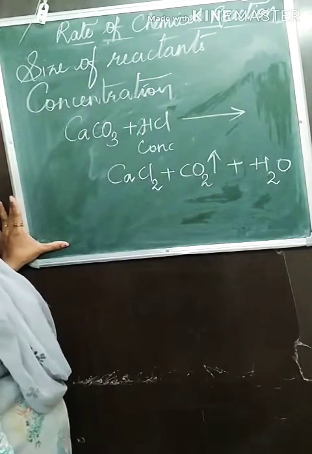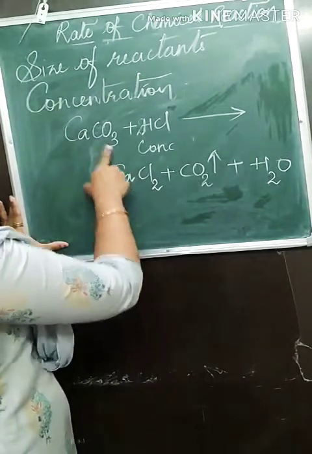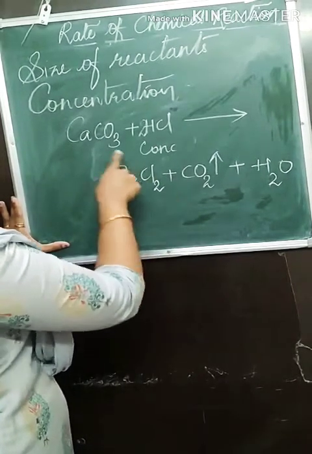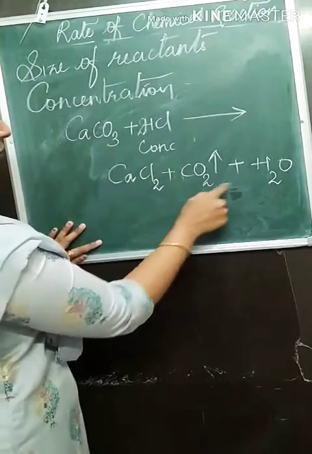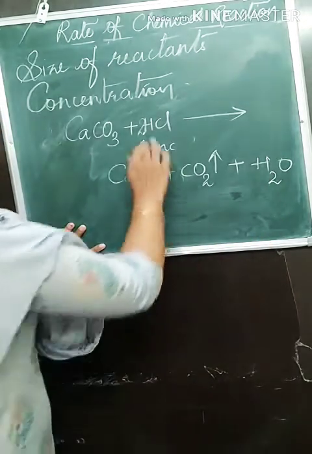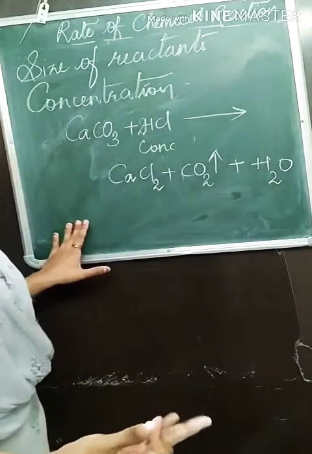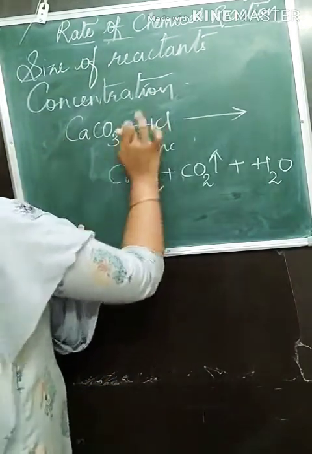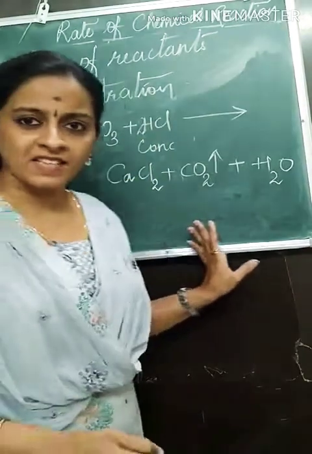Now carbon 1. Oxygen here 3. Here 2 plus 1, 3. Oxygen balanced. Carbon balanced. Hydrogen and chlorine also balanced. Okay. So it is a balanced reaction.